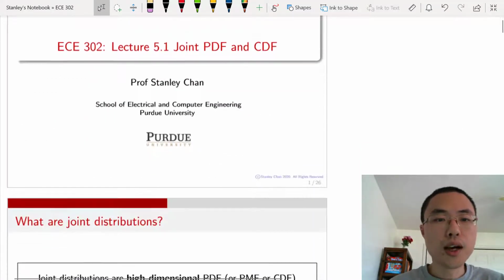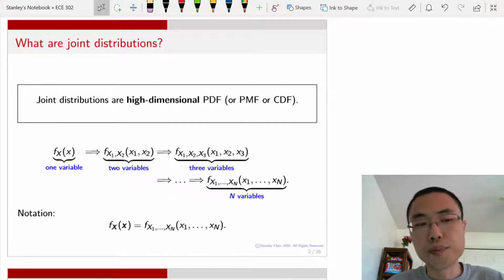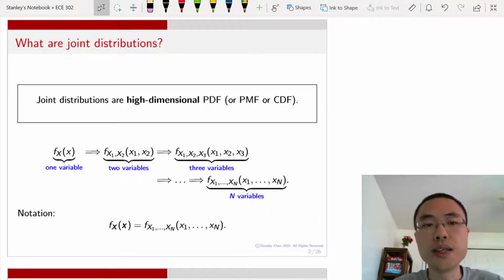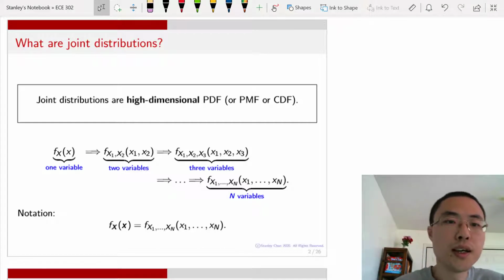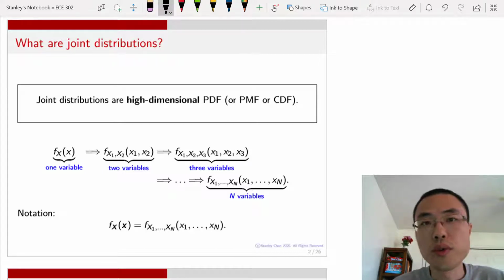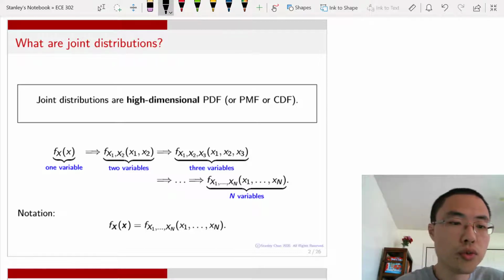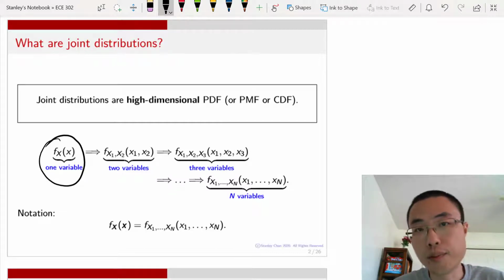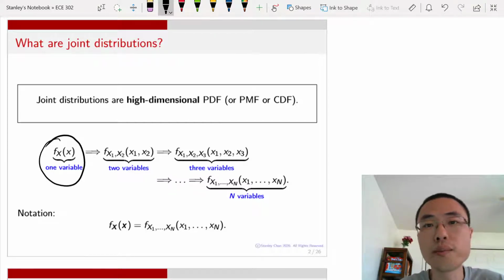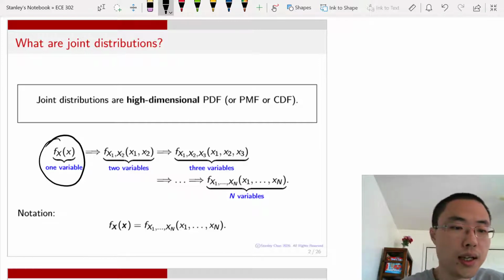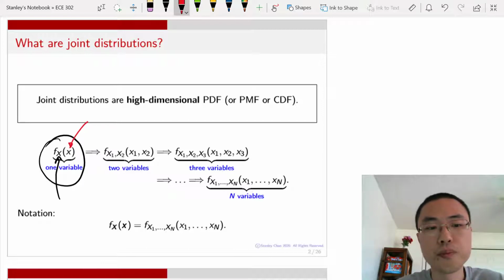To start with, I want to define joint distributions. Joint distributions really means high-dimensional PDF, CDF, or PMF. In the previous two chapters, when we talked about random variables, we were usually focusing on a single variable. That means you have a one-dimensional function, that is the PDF or the CDF. It is one random variable, so you have only one x here. It is a 1D function, so you have one input. That is a 1D PDF or CDF.